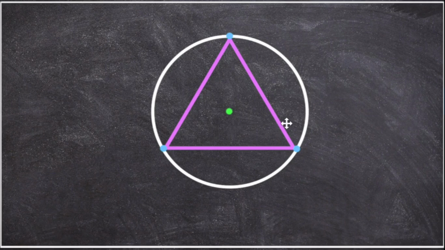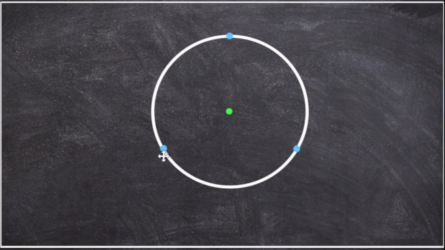Now, because all of these edges are of equal length, the distance between any two adjacent points must be the same, because two adjacent points are just either end of an edge of the polygon. So if we hide the shape now, we know that for any two points on the circle, the distance between them must be the same.